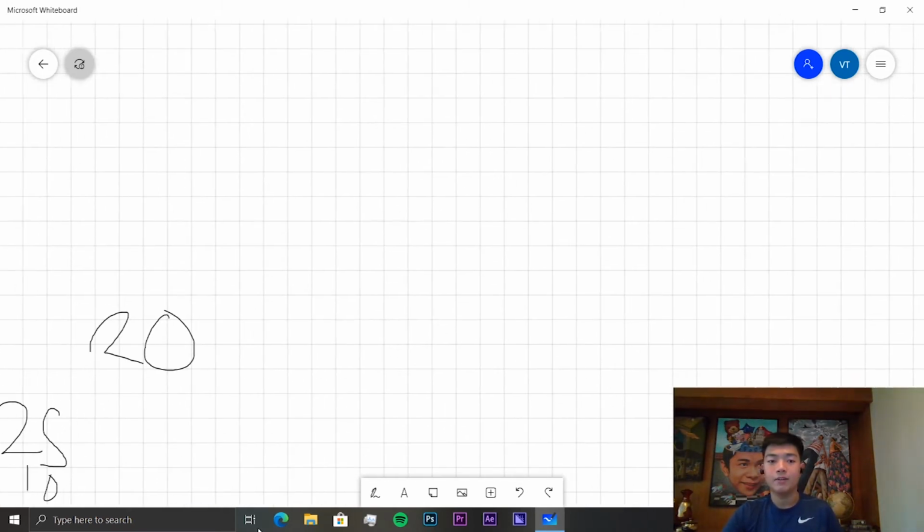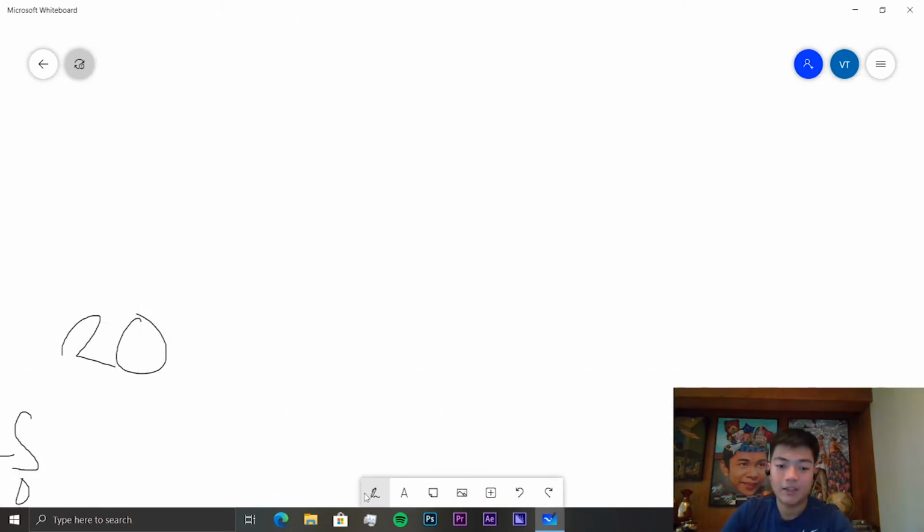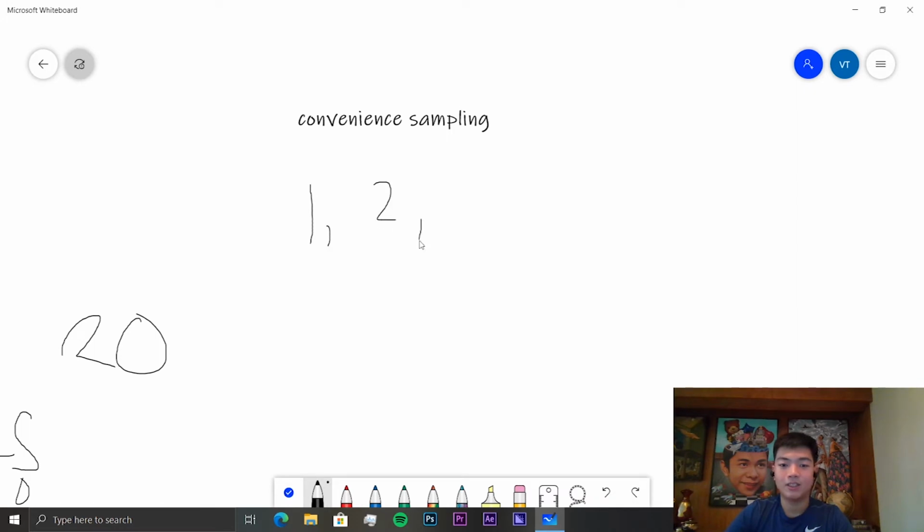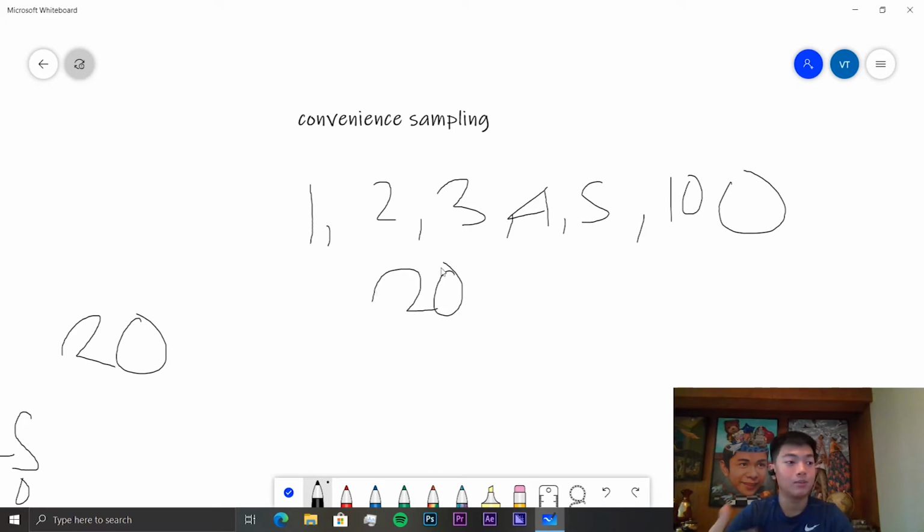And finally, we have convenience sampling, which is by far the easiest method. This simply involves selecting the members of the population who are most available. So if we had 100 students, convenience sampling would just say to select the first 20 that you see, because those are the most easily accessible. Or say you go into a class and interview all 20 members there. You just get the most easily accessible members.